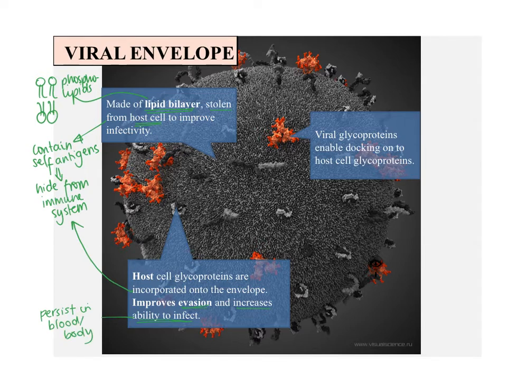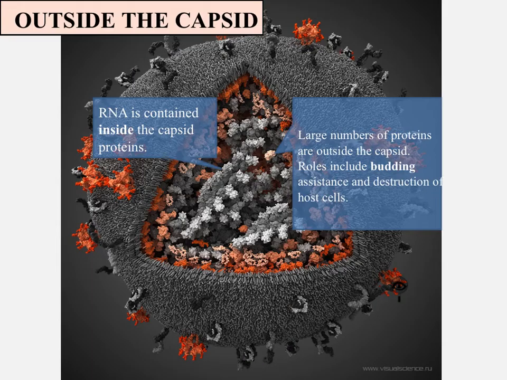Okay. On the outside of our structure as well, we've got glycoproteins that are from the virus. Okay, they're viral glycoproteins, and they enable docking, so attachment or biological attachment to receptors on the host cell, the target cell, those T cells that we're looking at. Okay, so this is on the viral envelope. We're working outside in, so this is the outermost layer.